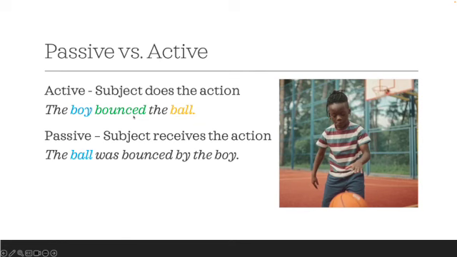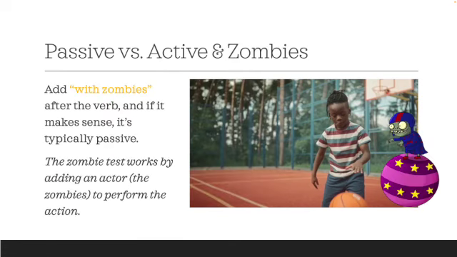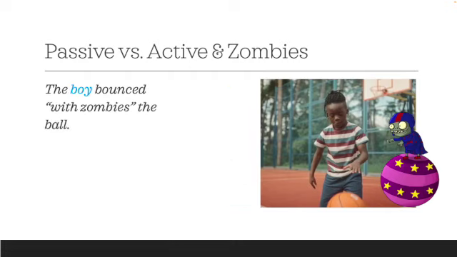If we can't quite determine if that's the case, we can try a little trick called "with zombies." By putting "with zombies" after the verb, you can tell if it makes sense, and if it does, it's passive. So the "with zombies" test basically adds a subject. It puts someone to perform the action in the sentence. It looks like this: The boy bounced with zombies the ball, because we put it in after the verb, bounced. The boy bounced with zombies the ball. That doesn't really make much sense. That doesn't sound right to me.